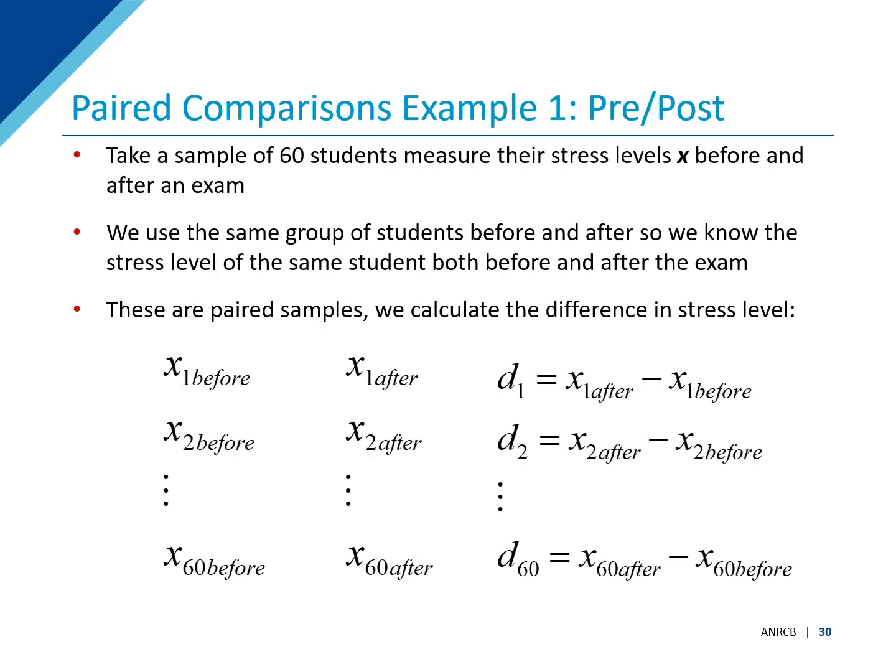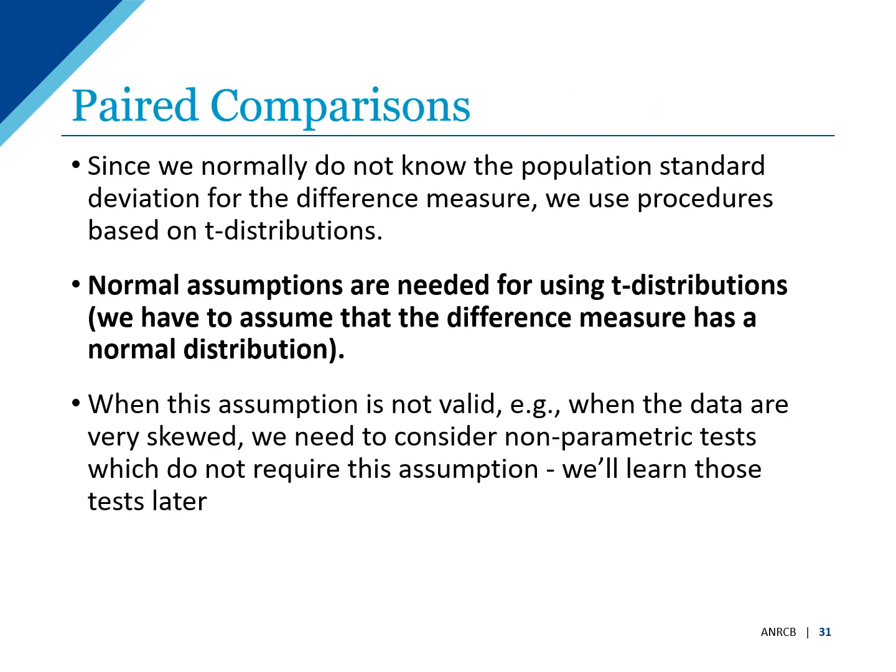Going back to the example, since the data are paired, we need to first calculate the difference in stress level before and after the exam for each student. We represent that difference here as D1, D2, and so on. Because we don't know the population standard deviation for the difference measure, we use t-distribution tests. To use t-distribution tests, we assume normality, so we assume the difference measure has a normal distribution. When this is not a valid assumption, for example, when the data are very skewed, we need to consider non-parametric tests that don't require normality, which we'll learn later.